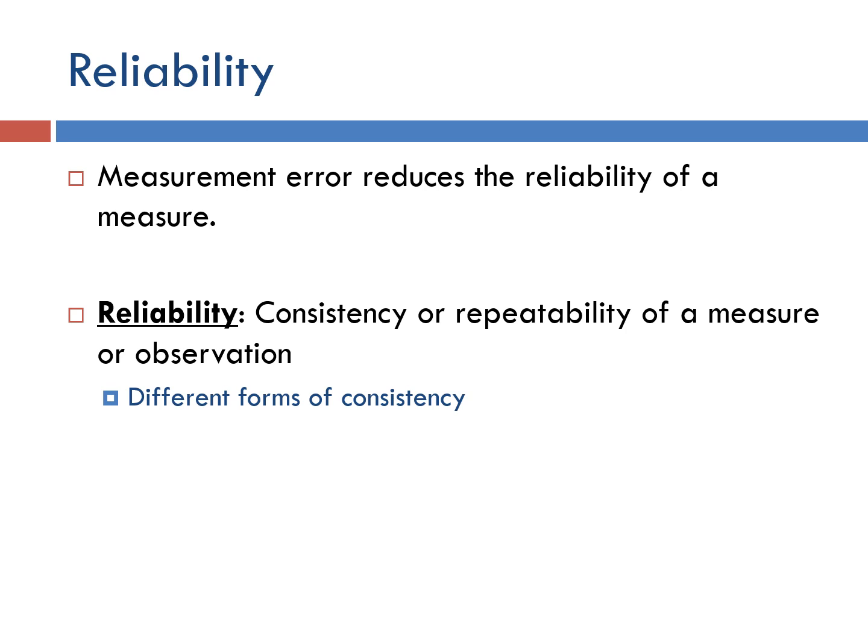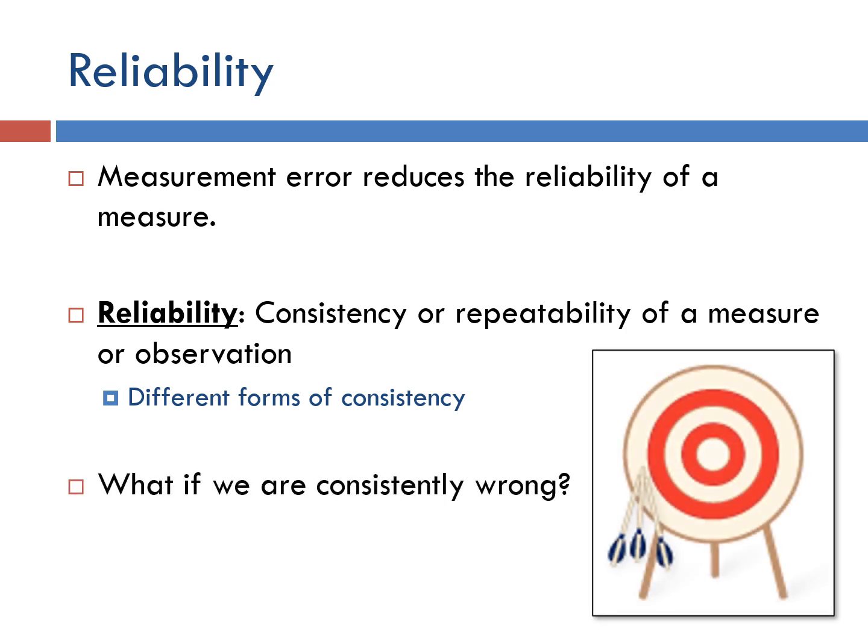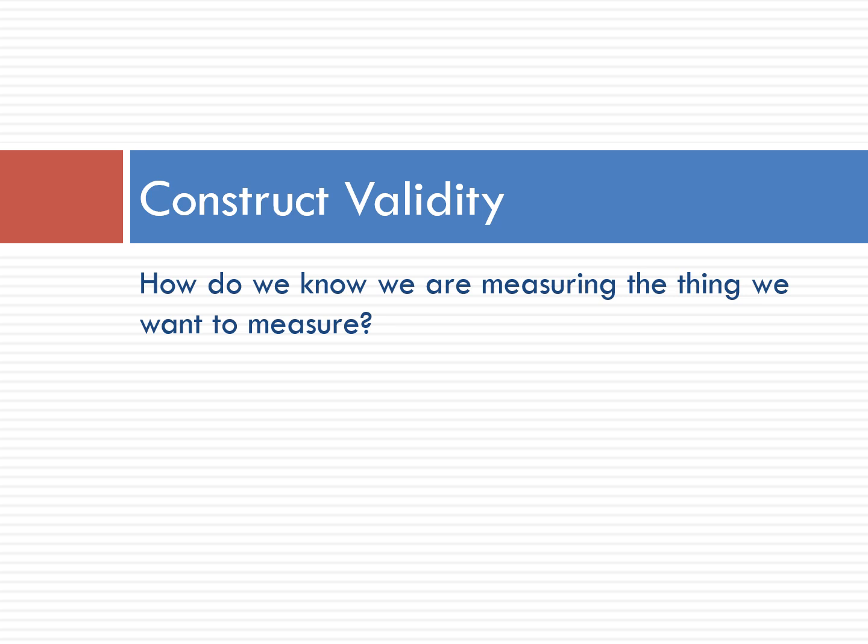All right, so as a review, reliability again, we're trying to take this measurement error into account. The more measurement error we have means less reliability. So the reliability is this consistency. We hope to see consistency. My question to you is, what happens if we're consistently wrong? Okay, so here, we're shooting all those arrows, we're hitting the board, but not where we want them to hit. And that's when we're going to get into our final topic of today, which is construct validity. Construct validity is how do we know we're measuring the thing we want to measure.